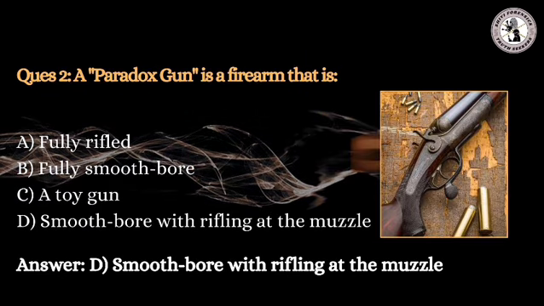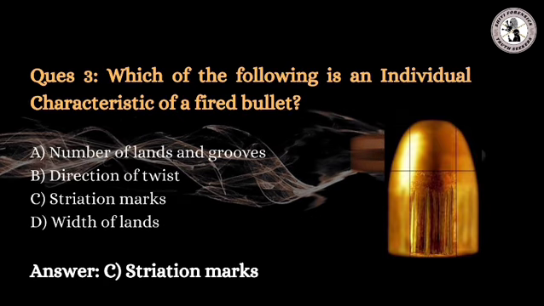Okay. Then next up we have the paradox gun. It's a hybrid smooth bore shotgun with the rifling only at the muzzle. So it gives you the power of a shotgun with the accuracy of a rifle.